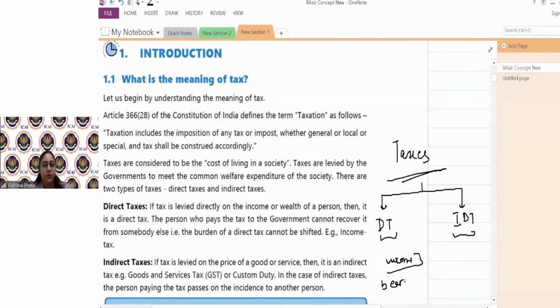For example, you go to the restaurant, you eat there, you pay the GST on it. Now, GST ultimately has gone from whose pocket? Your pocket. The burden to pay the GST was on your pocket. So, who has paid it? You have paid it. But who would deposit it to the government? Are you depositing into the government directly? No. It is being deposited by the restaurant to the government.